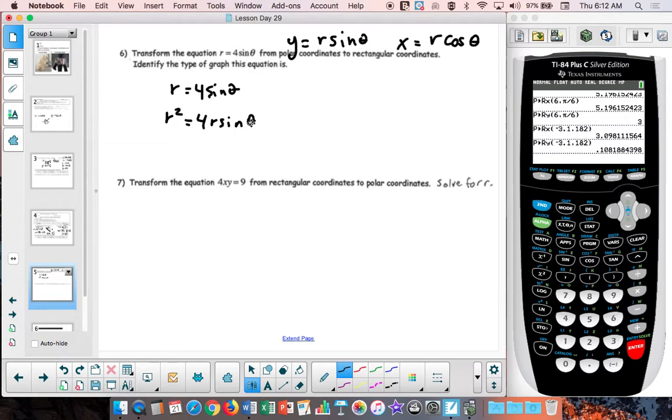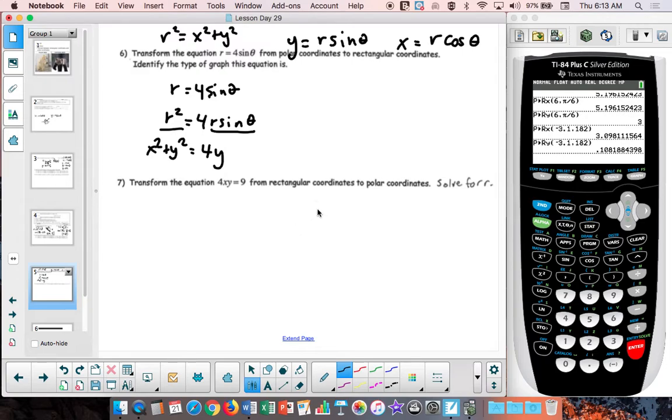Okay? Now we need one more thing. The fact that r squared is equal to x squared plus y squared. We have r squared and we have r sine theta. Both things we can relate to x and y. So I'm going to change this to y. I'm going to change this into x squared plus y squared. So x squared plus y squared equals 4y.